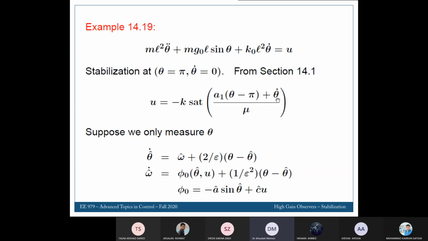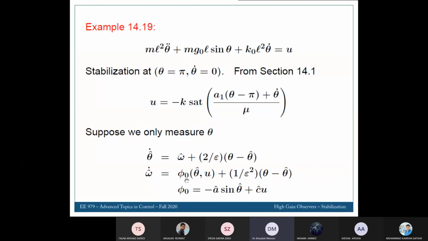Now if we want to implement this sliding mode controller using a high gain and using only measurement of theta, then we go ahead and design the observer which is given here. So this is x1 hat dot and this is x2 hat dot, because x1 is theta and x2 is the velocity, angular velocity omega. So this is my x2 plus alpha 1 over epsilon, and this is my theta minus theta hat, x1 minus x1 hat.